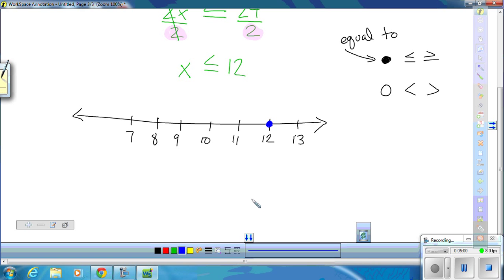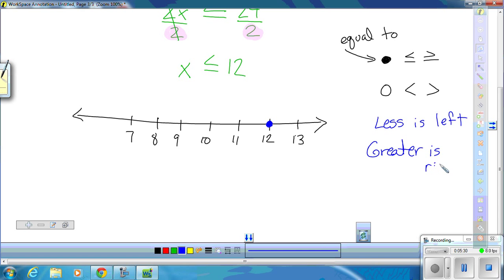We're including 12. And then the other thing we want to remember is which direction do we want to draw our line. So when we're drawing our line, we want to make sure that we go in the right direction. So in this case, I want to always remember that less is left. If x is less than, then I'm going to go to the left, always. Less is left, greater than is to the right.